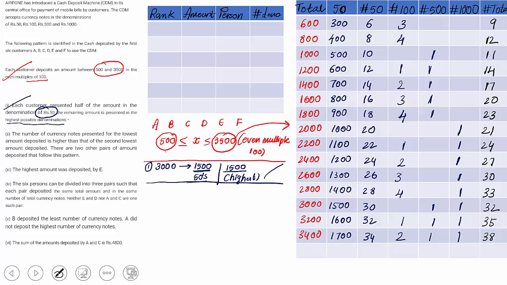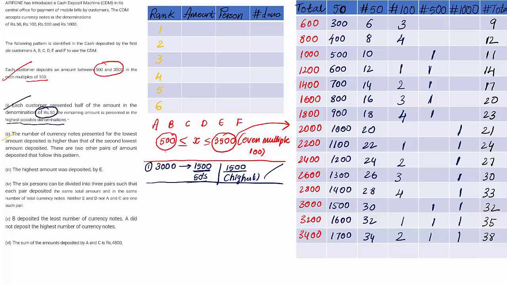Now, let's go into point number 3. The number of currency notes presented for the lowest amount deposited is higher than that of the second lowest amount. So let's make it up. I'm just writing this 1, 2, 3, 4, 5, and 6. This is the information that I have.